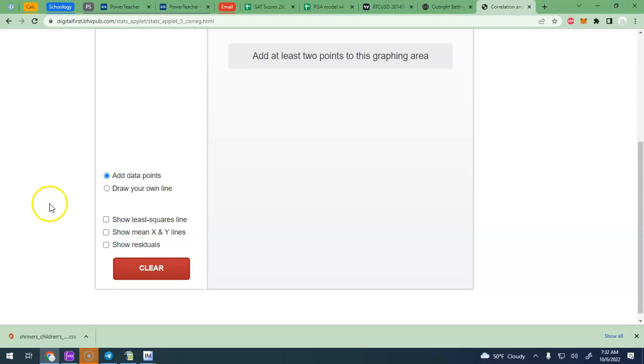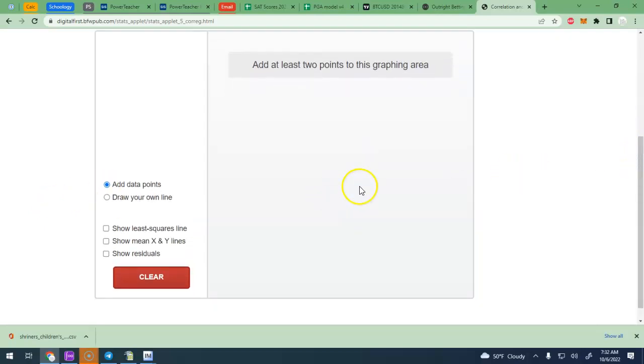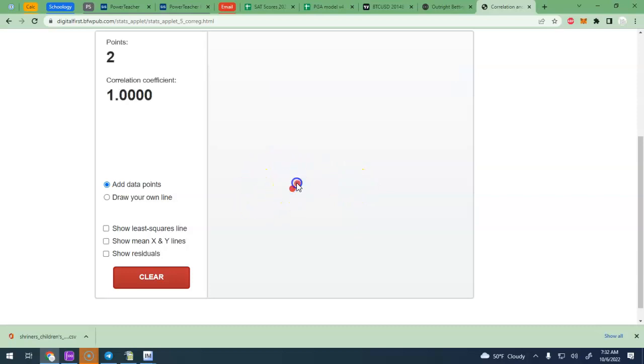All right, so I want to talk about influential points and how they change the slope, the y-intercept, and r. So this allows me to just throw some dots on here. And then I can draw the least squares line.